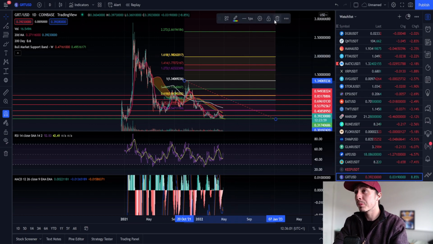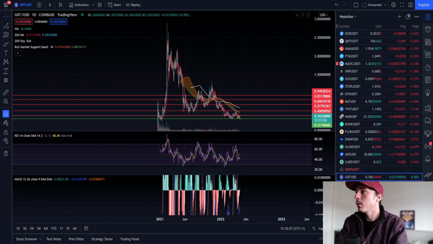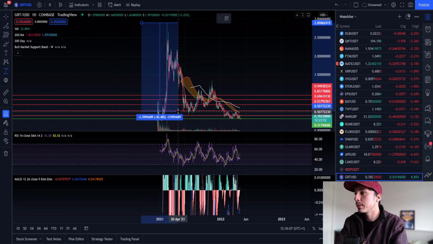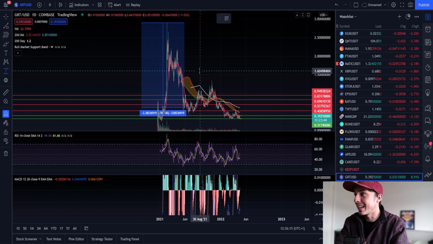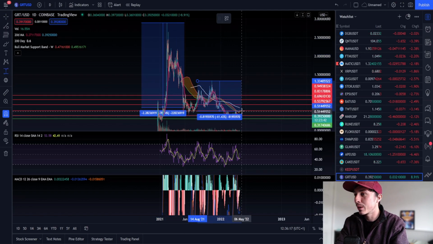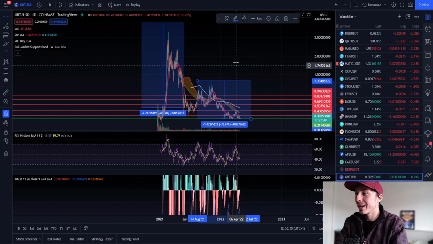So I think Graph, at the moment, we are down quite a lot, which makes me also bullish. If we look at the first particular correction for the Graph, it was a whopping correction, wasn't it? Really quite a big one. It was about 78%. If we look at the current correction that we're within, we're also looking about 75%.